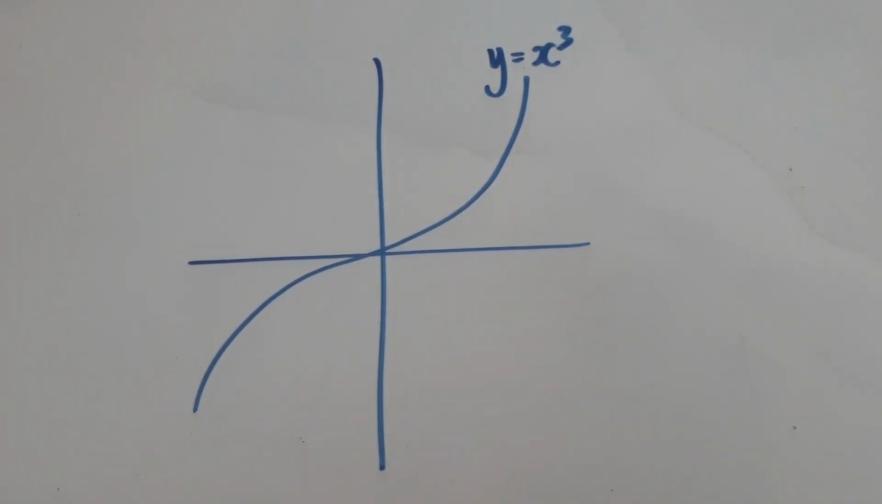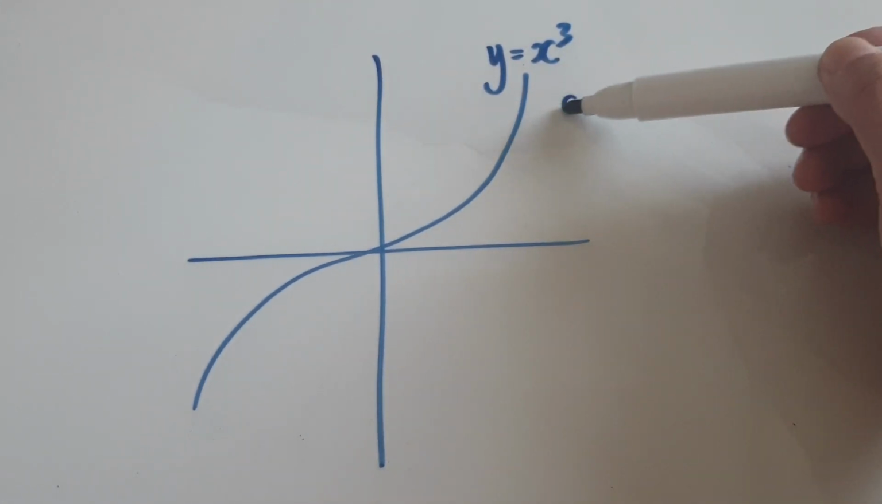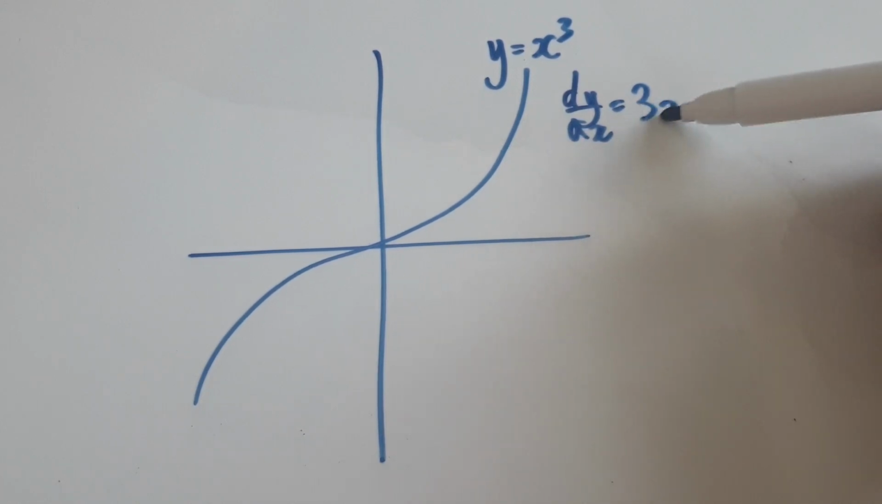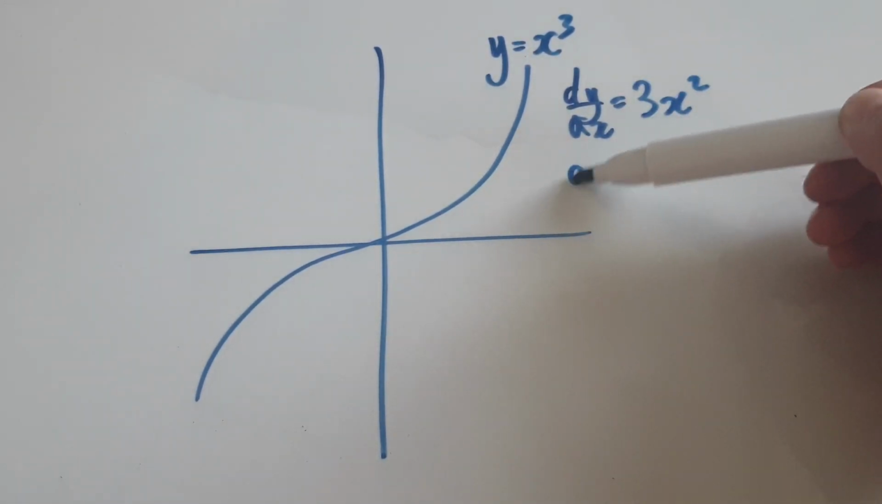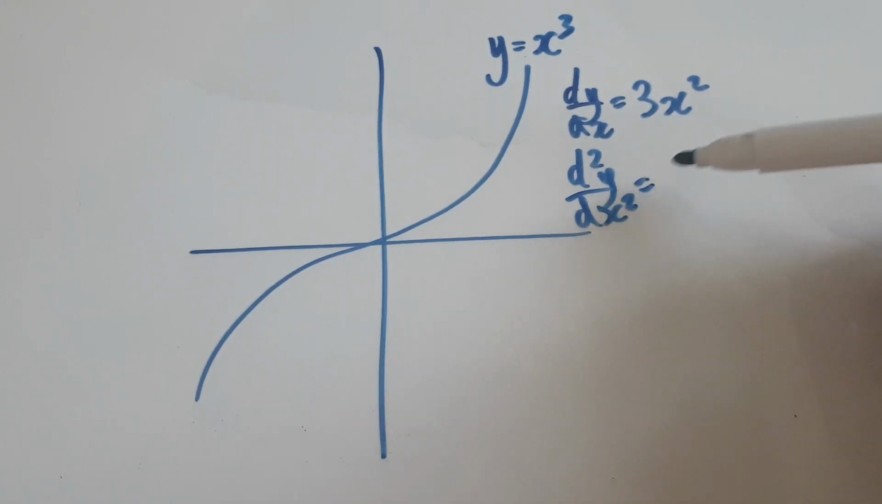Let me give you another example of concavity. So let's look at y equals x to the power 3. Differentiate it once. That would tell you the gradient. So that would be 3x squared. Differentiate it again. That would then give you the concavity. So here the concavity would be 6x.